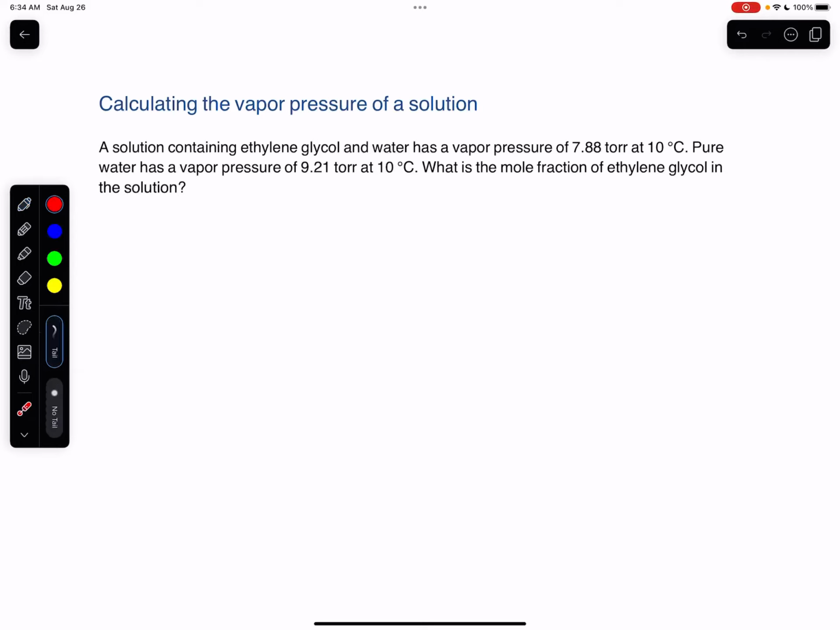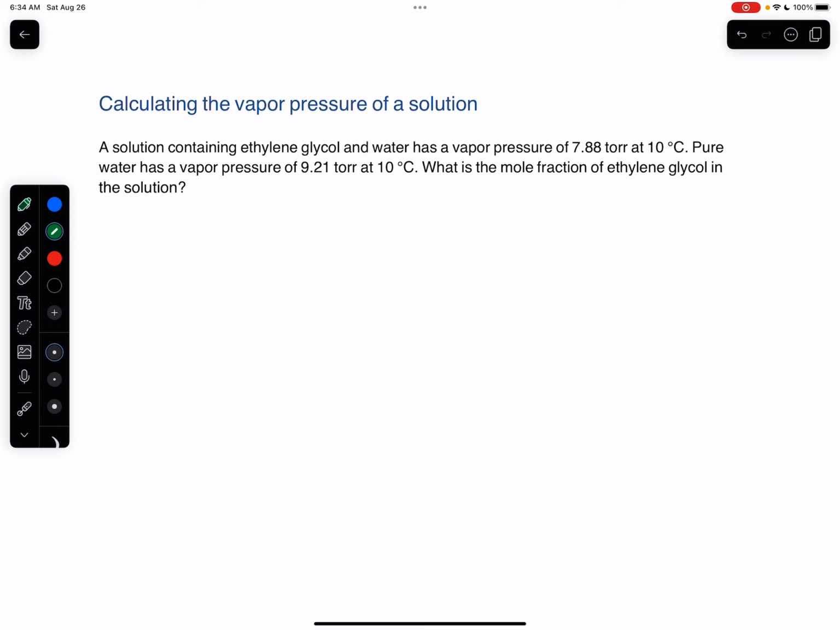Hello, so in this problem we need to calculate the vapor pressure of a solution, and what we have out here is ethylene glycol, the solute, dissolved in water. Ethylene glycol is a non-volatile solute and it's non-ionic as well, and what they've given you is the vapor pressure of the solution, which is 7.88, and the vapor pressure of pure water at 10 degrees Celsius, and they're asking you what is the mole fraction of ethylene glycol in the solution.